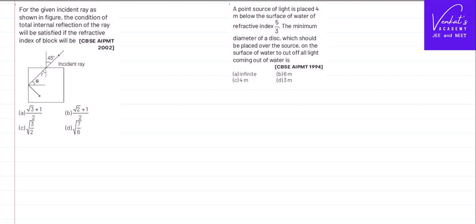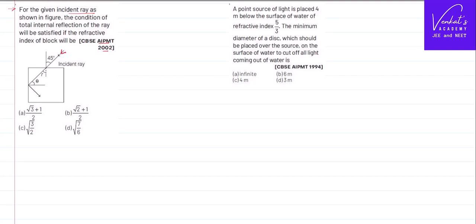Both of these are previous AIPMT questions from Ray Optics. Let's analyze this question, starting with this question first. For a given incident ray, this is the incident ray shown in the figure.